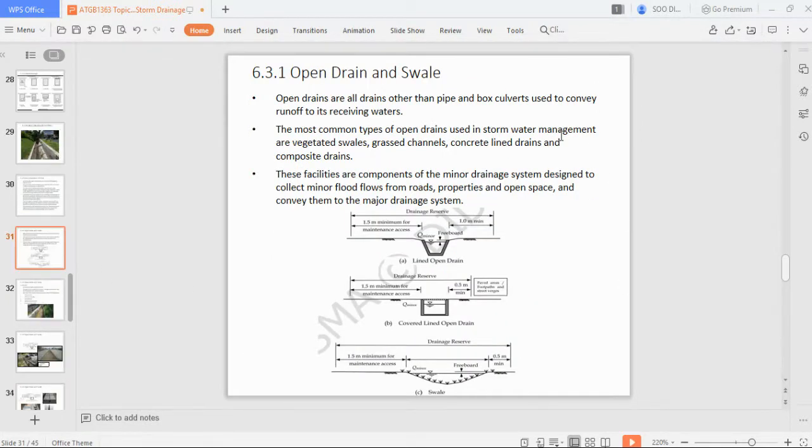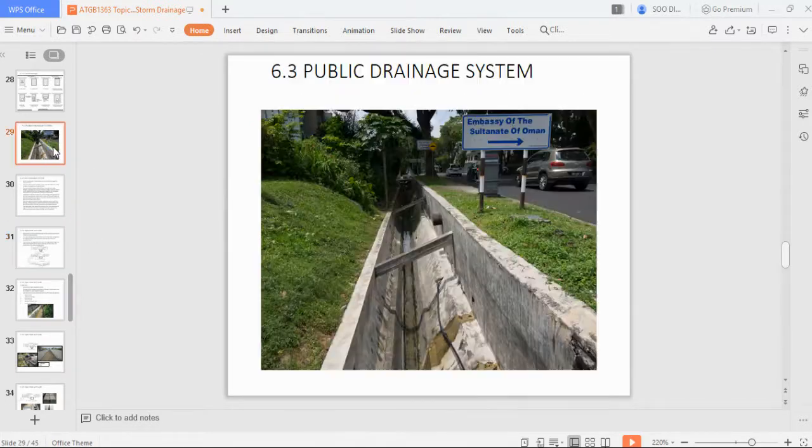Okay, so we have different types of drainage system here. So we can have an open drain. An open drain is any type of drain that is not covered. So it can be a pipe or box culvert. Okay, so this is a box culvert. A box culvert is shaped like this, and it's made out of concrete.